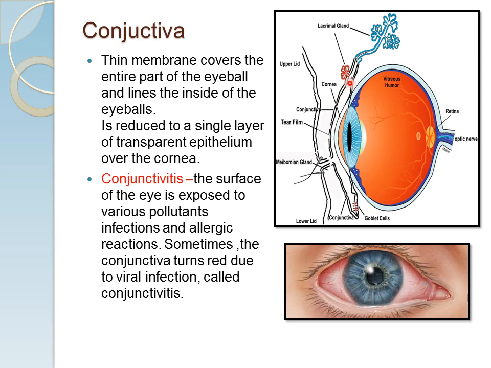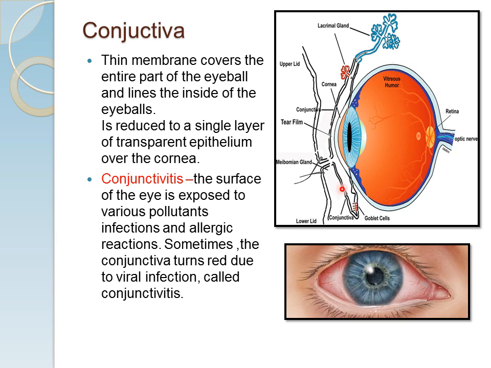Now look at the red pointer here in this diagram of the eye. You can see a thin membrane which covers the entire front part of the eyeball. At the end of this there is a lacrimal gland, which as we discussed in the last slide secretes tears. The conjunctiva is a thin layer which covers the entire eyeball and lines inside the eyelids. It is actually a double layered membrane, but is reduced to a single layer of transparent epithelium over the cornea. See, this is the cornea, and over the cornea the conjunctiva becomes a single layer of transparent epithelium.